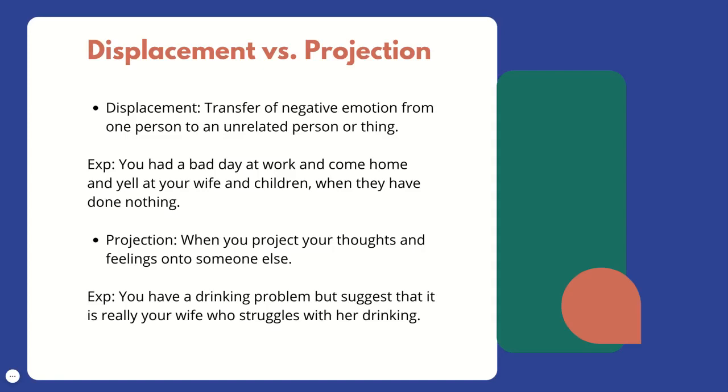Example here. You have a drinking problem, but suggest that it is really your wife who struggles with her drinking. So I don't have a drinking problem. It's you that has a drinking problem. I don't have trouble with finances. You must have trouble with finances. So it's your thoughts and feelings, and you're giving them ownership to someone else. I'm feeling anxious. I'm feeling frustrated. You must be feeling anxious and frustrated, projecting thoughts and feelings onto someone else.